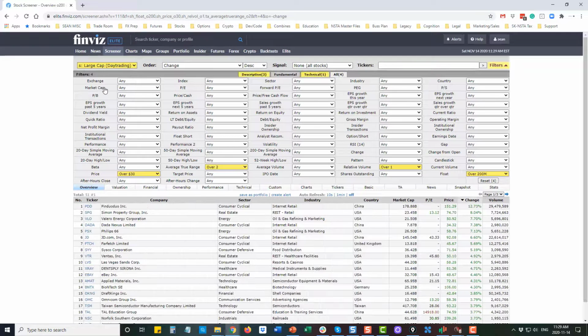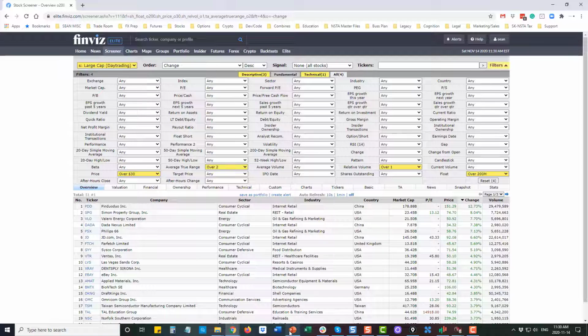See? So what I've done is I set the price down here to be above 30. You could change that. It could be 25. It could be 20, whatever you want. And then the average true range, see ATR? It's the measure of the stock's volatility. So over 2. Okay. And then you'll notice that I've got relative volume. Relative volume means it's over 1.